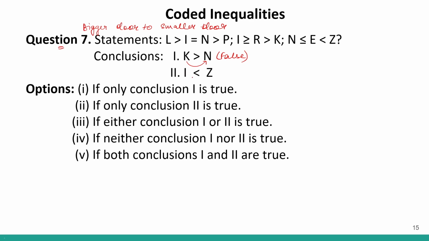Now, coming to conclusion 2, Z is greater than I, so I have to move from Z to I. So Z is over here, Z is greater than E, E is greater than or equal to N, and N is equal to I. So based on this information, I can definitely say that Z is greater than I. So this conclusion is true. So my answer will be that only conclusion 2 follows. Therefore, option number 2. Correct?